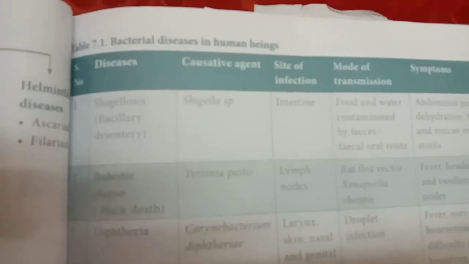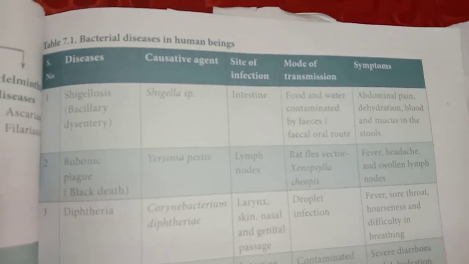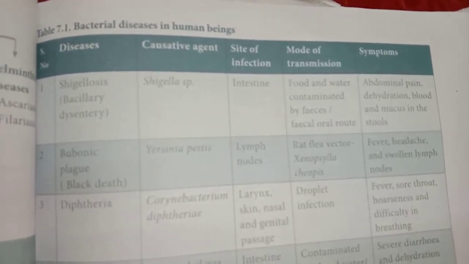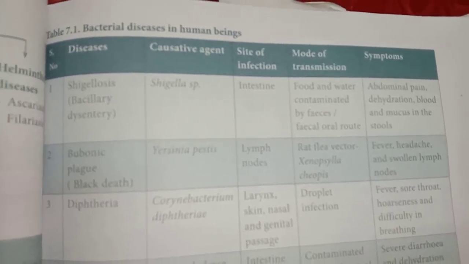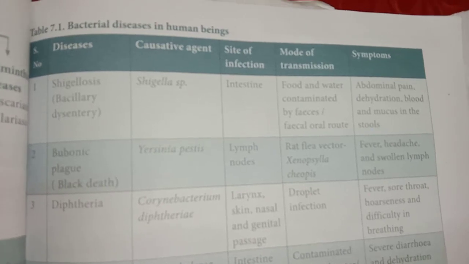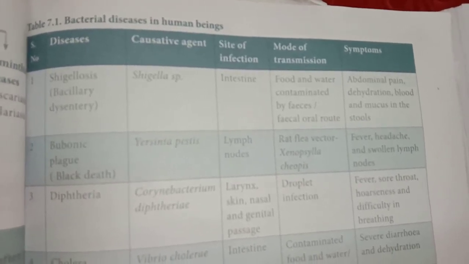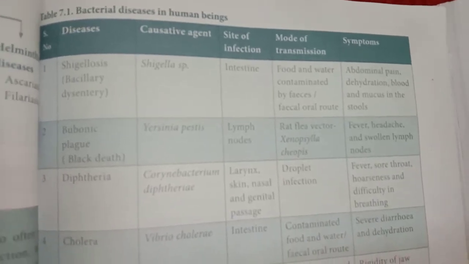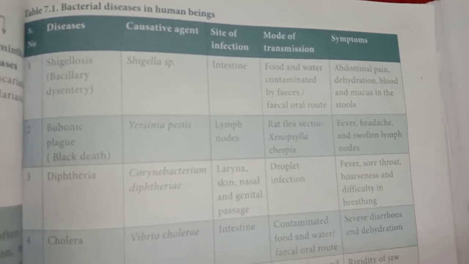Okay, my dear students, first we are going to study about the bacterial diseases. The first disease is called shigellosis, otherwise called bacillary dysentery. The causative organism of this disease is Shigella species.